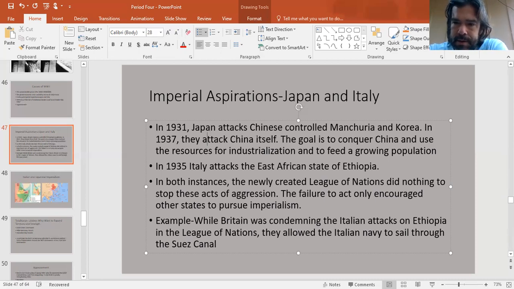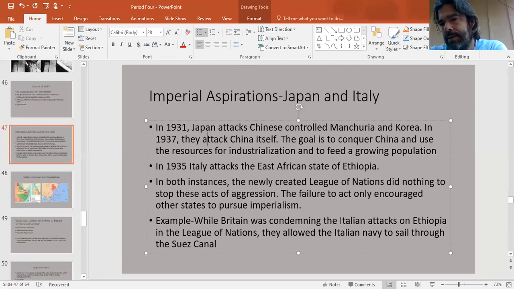The Soviet Union is not part of the League of Nations. The United States isn't part of the League of Nations. The two countries that are dominating it are Britain and France. Britain and France have no interest in sending British and French soldiers as part of a mission of the League of Nations during the Great Depression to save non-white, non-Christians in Asia and in Africa. They fail to stop these acts of aggression.